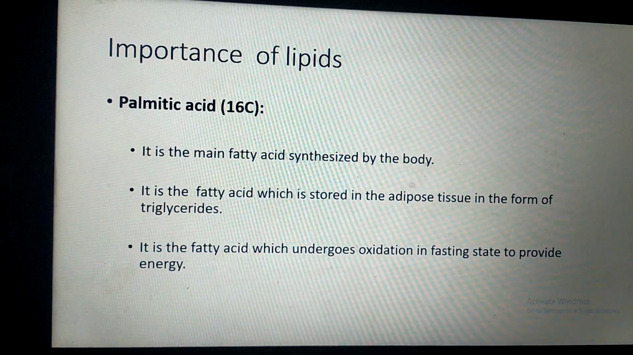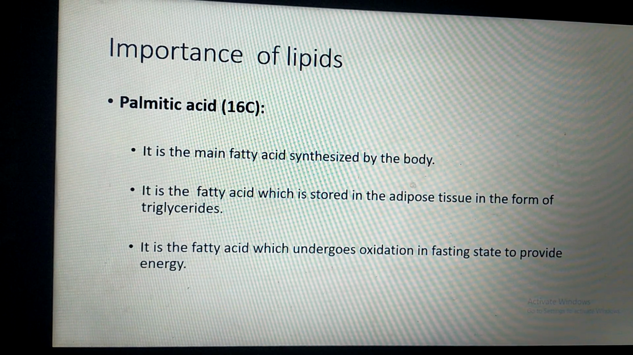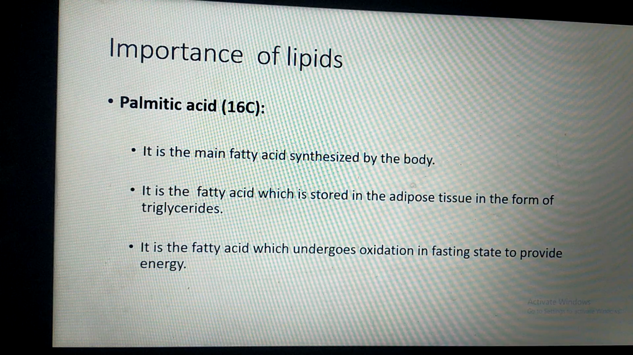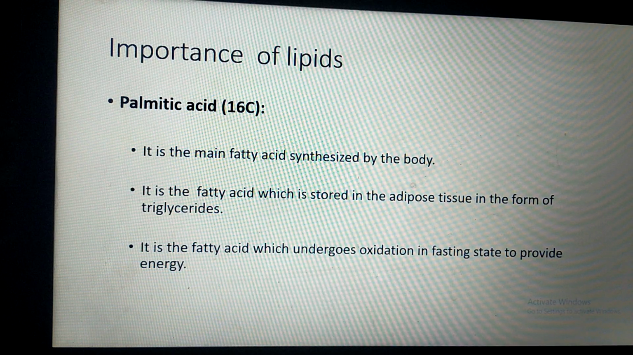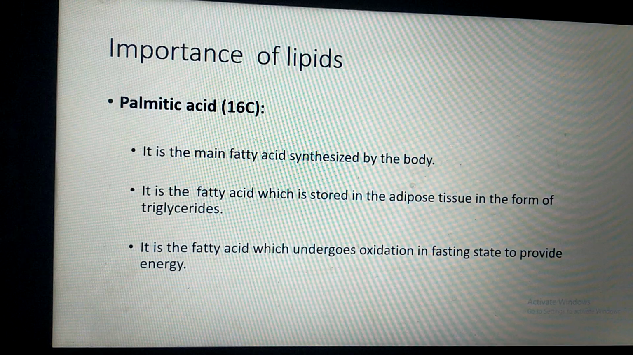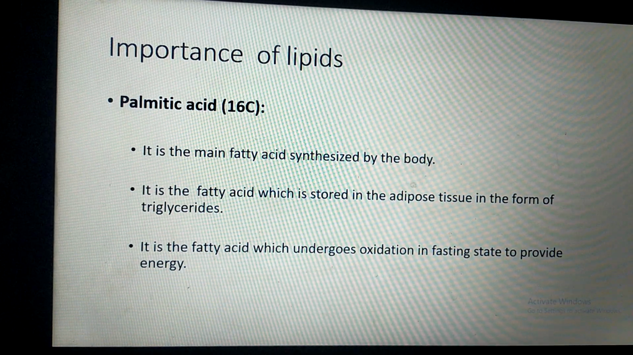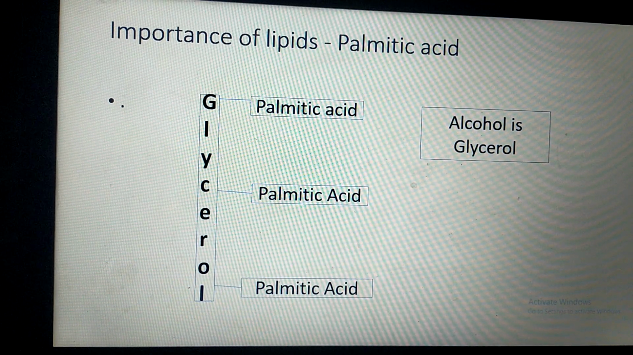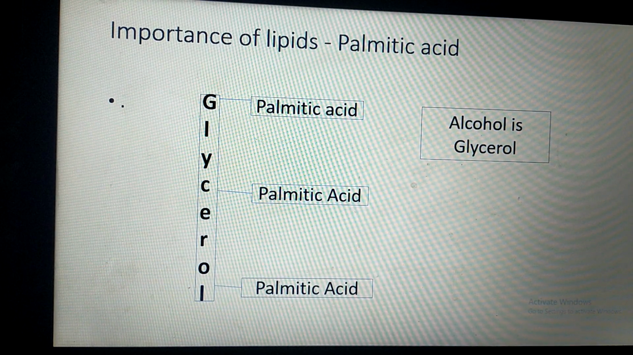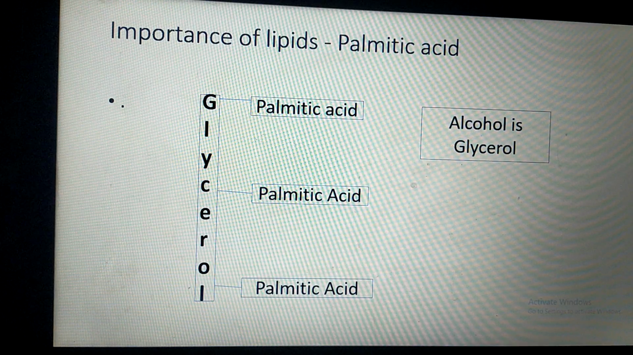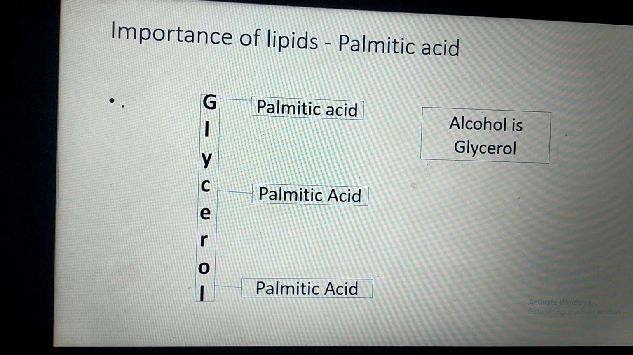Now the last fatty acid is palmitic acid. It is the main fatty acid synthesized by the body. It is the fatty acid which is stored in adipose tissue in the form of triglyceride. It is the fatty acid which undergoes oxidation in the fasting state to provide energy. So this is the structure of a triglyceride, where there is a central glycerol molecule to which 3 palmitic acids are attached. So palmitic acid is stored in the body in the form of triacylglycerol.